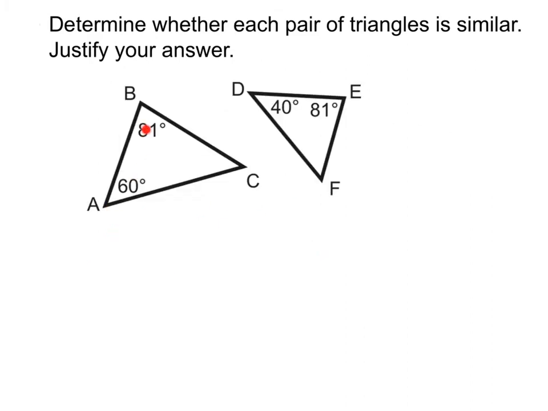These triangles, we've got angles of 81, 60, and 40, 81. If we solve for these missing angles, we'll get 39 and 59. Looking at these angles, we do not have congruence. Therefore, these two triangles are not similar.